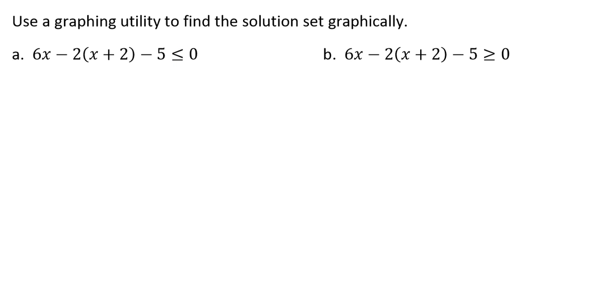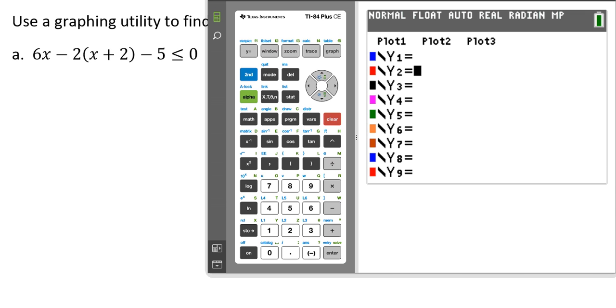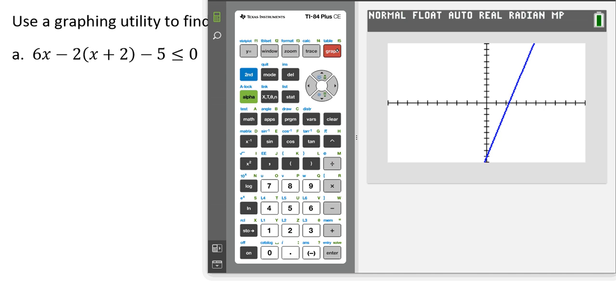So let's begin by graphing. We're going to go to our y equals, and up here we're going to type in our equation: 6x minus 2 times the quantity x plus 2 minus 5. And now we want to graph that. We're looking for where we get 0 for our graph, because we're going to need that value. If we look really close here, we see that it doesn't cross right at the 2. It's a little bit more than 2, but not quite to 3.